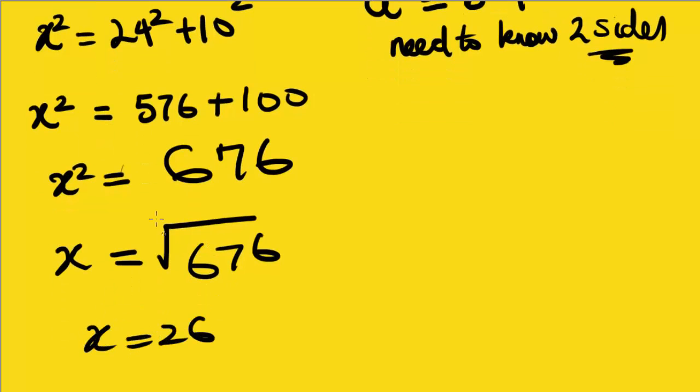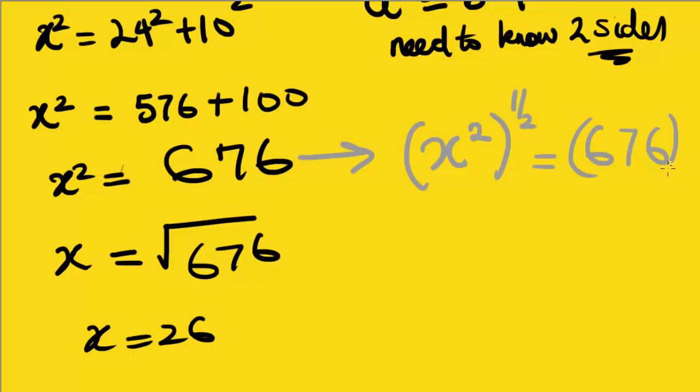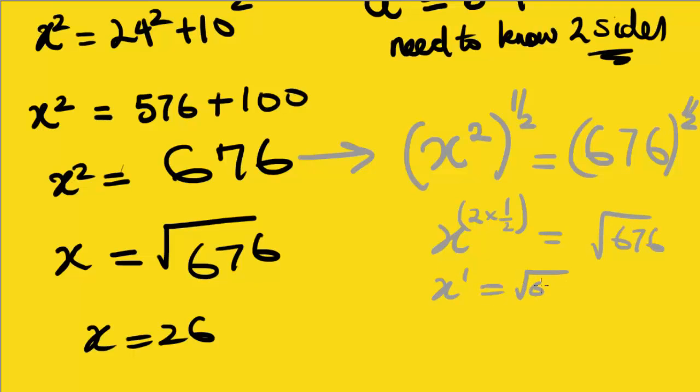Another way to approach this problem would be from this line, from here. You could have said, well, I have x squared and I want to go to x. I want to know what x is. What if I raise x squared to the power of half? And I do the same thing to the right hand side. Raise 676 to the power of half. What do I get? I get x raised to the power of 2 times half, using the laws of indices, a particular one in fact. And I get the square root of 676, which is x to the 1, it's root 676, which means x is 26.